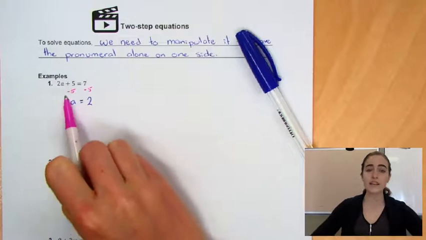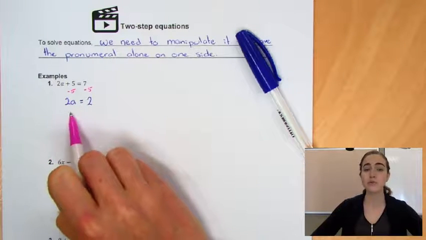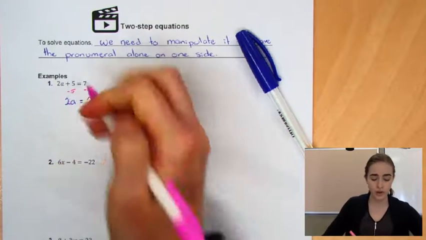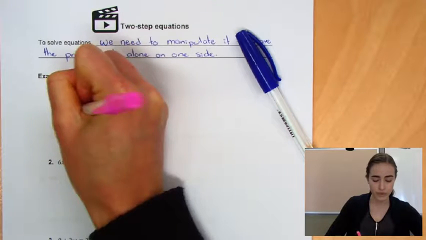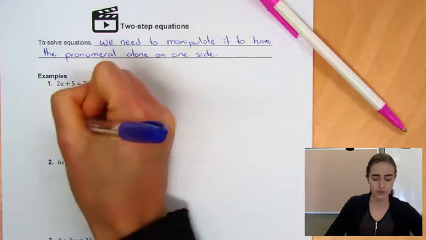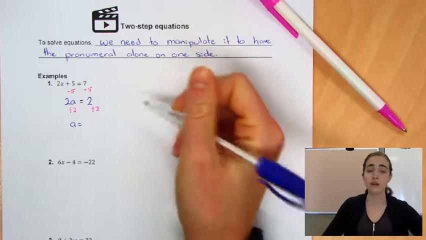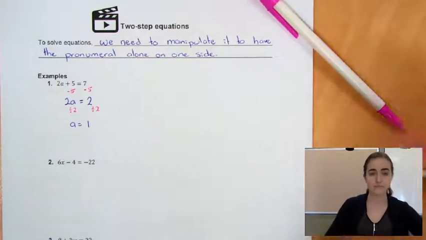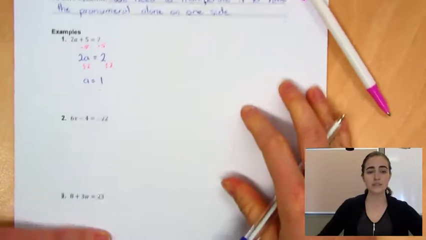Then we're still trying to get rid of this 2. At the moment, that's a 2 times a. So to get rid of the 2, we're going to divide by 2. We also have to do that to the other side of the equation. So we're going to be left with a equals, well, 2 divided by 2 just gives us 1. Let's have a look at the next one as well.